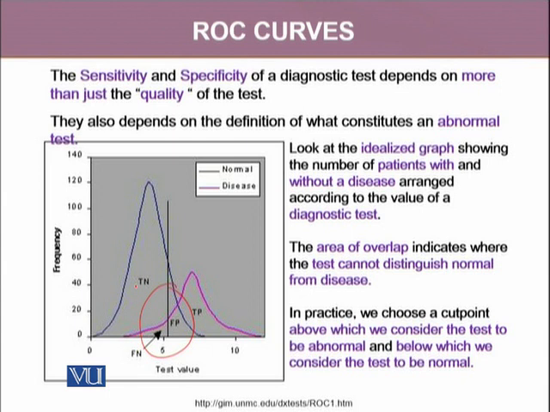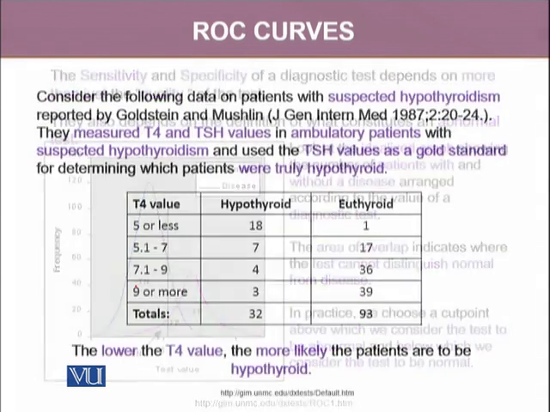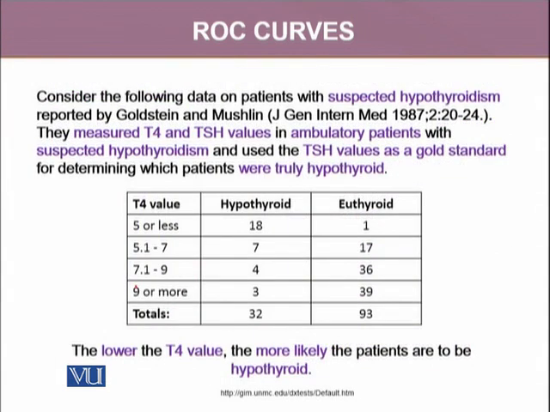In reality, we actually get into situations where individuals' test results fall on the borderline. In practice, we choose a cut point above which we consider the test to be abnormal, and below which we consider the test to be normal. Consider the following data on patients with suspected hypothyroidism, reported by Goldstein and Mushlin. They measured T4 and TSH values in ambulatory patients with suspected hypothyroidism.